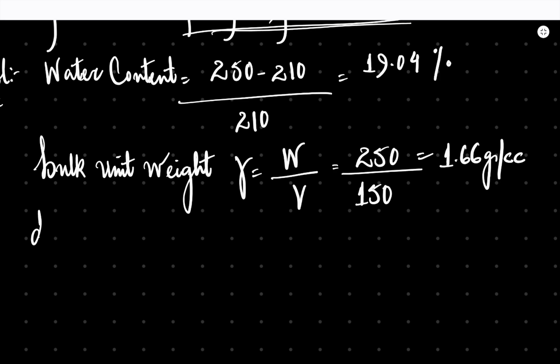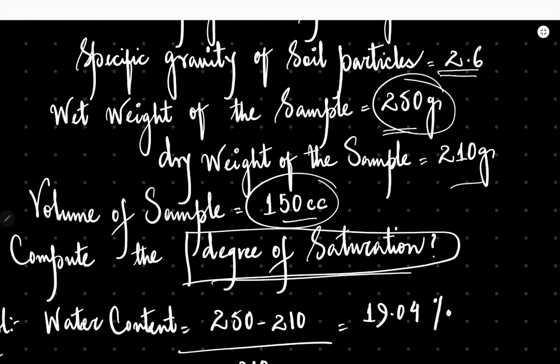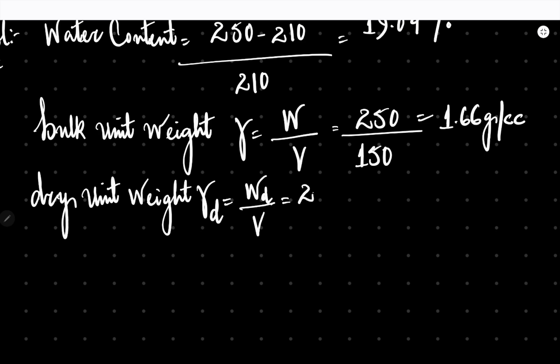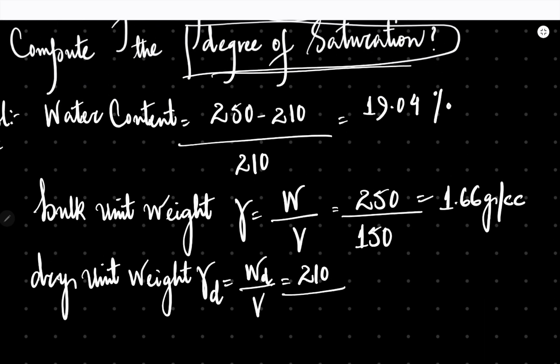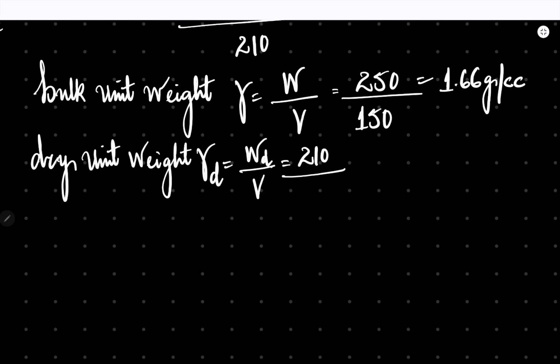Next, we'll find the dry unit weight. Dry unit weight is also weight per unit volume, but which weight? Weight in the dry state, that is 210 grams. 210 divided by volume of the soil sample is same, 150 cc. So upon calculations, this becomes 1.4 grams per cc.